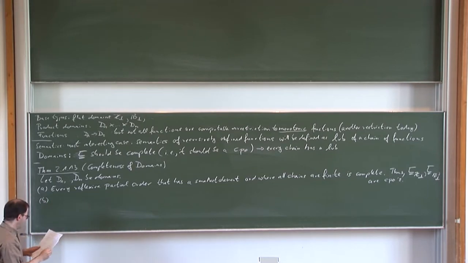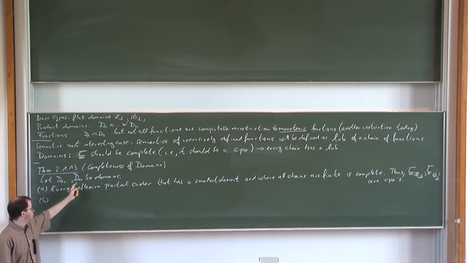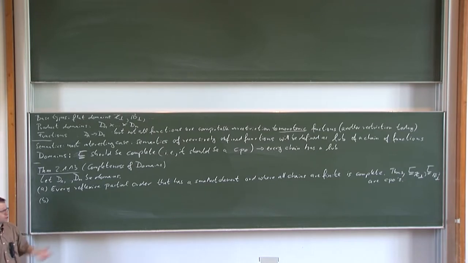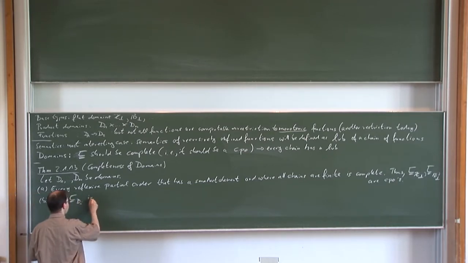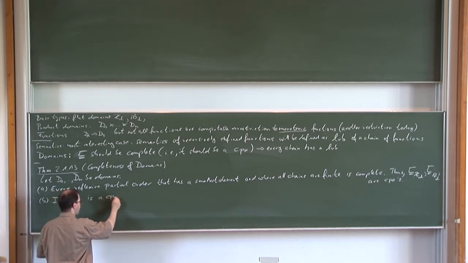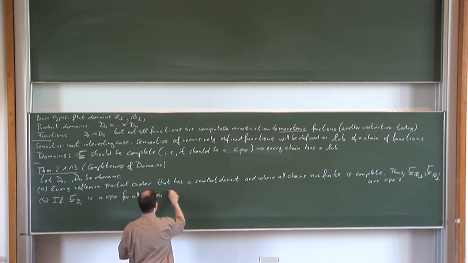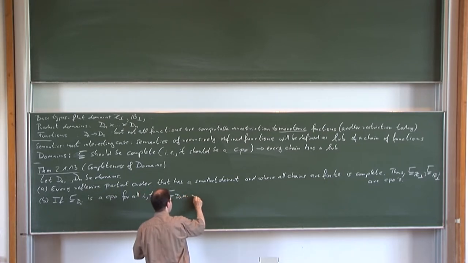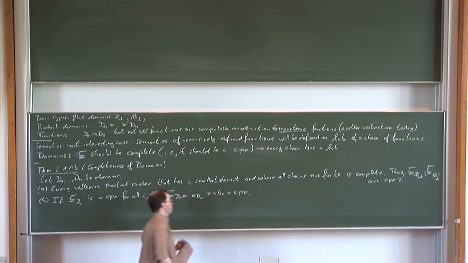Now, how does it look for product types? Well, for product types, everything works well again. If this less defined or equal relation is complete on D1 and complete on D2 and complete on Dn, then less defined or equal is also complete on the cross product of D1 to Dn. So if this relation is complete for all i, then D1 cross Dn is also a complete partial order.